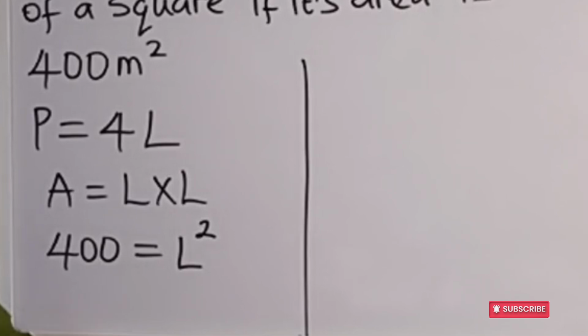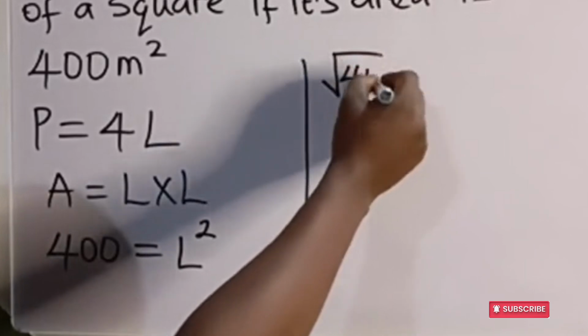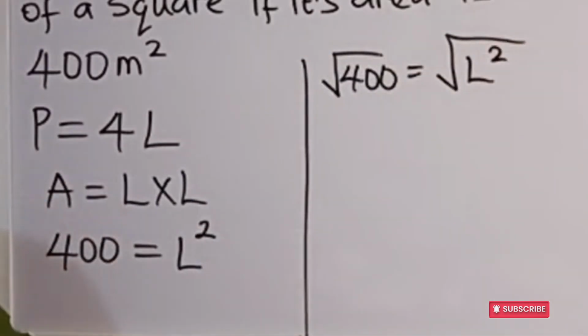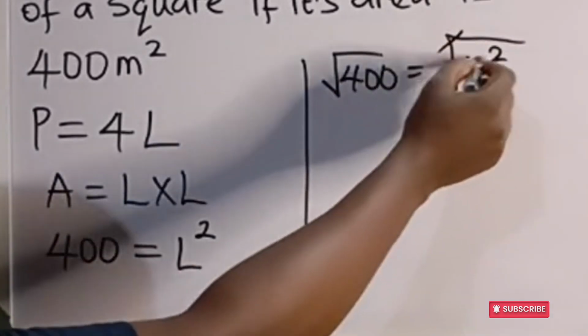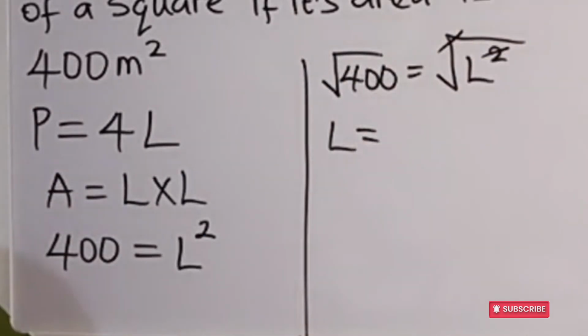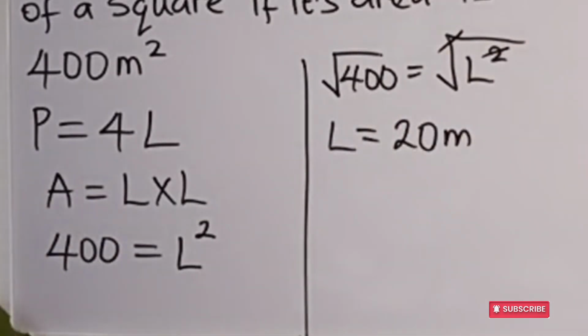So we need to find the square root of both sides. So we're going to do square root of 400 is equal to square root of length square. So square root is going to cancel out square. So we have length is equal to, what's the square root of 400? 20. So the length is 20 meters. So we've gotten the length.